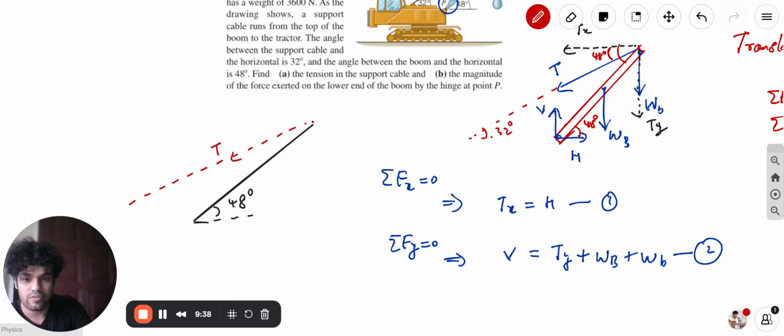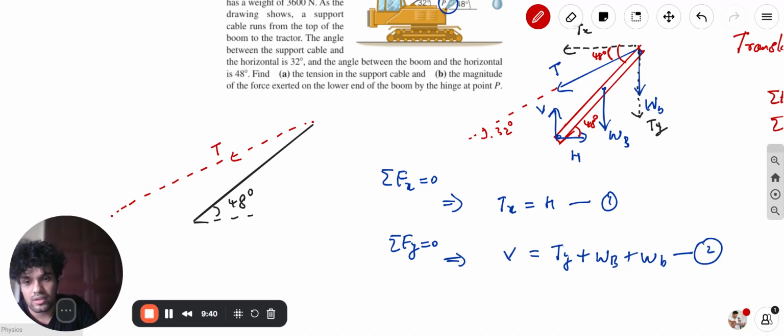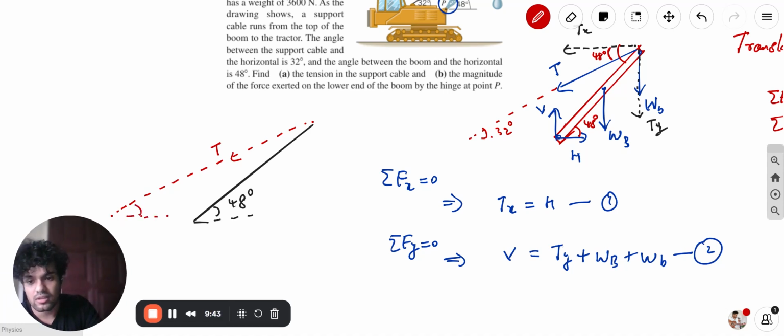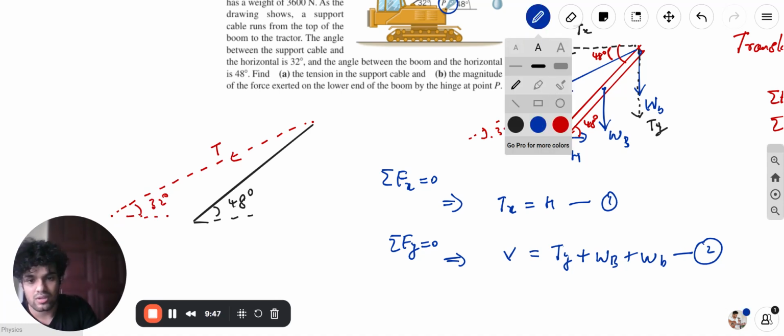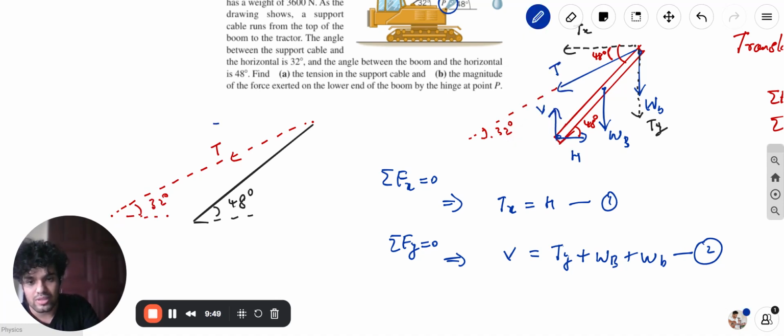There is a tension force, right? And we know that this angle is equal to 32. So hear me out, this angle will also be equal to 32. Now this is our tension. Now we can split tension into its components. So here, this was our Tx. Remember, this was a horizontal component of tension, and this was a vertical component of tension, Ty.